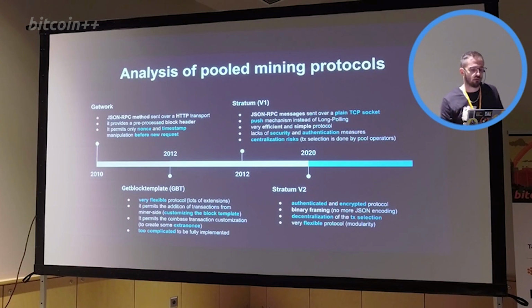But kind of in parallel, Slush also introduced Stratum, and that was introduced in the Slush Pool, which was the first actual pool. So the industry kind of ossified around Stratum. Getblocktemplate didn't really get a lot of traction. But the problem is Stratum still has many limitations.